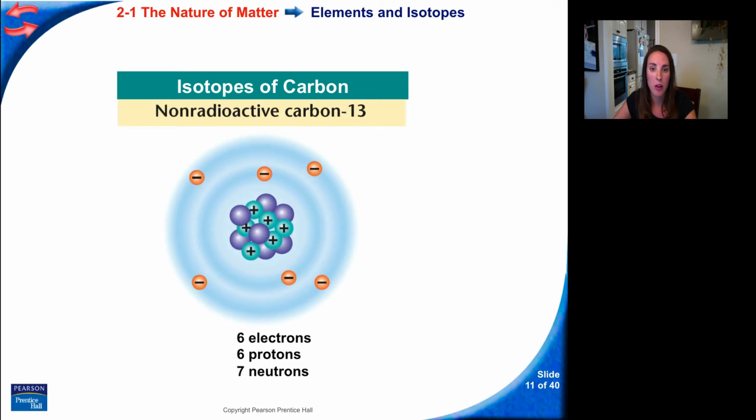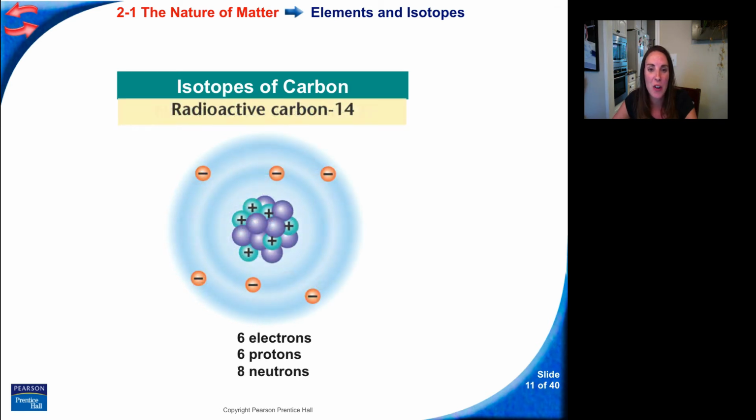But carbon-13 is also non-radioactive. It has 6 electrons, 6 protons, and 7 neutrons, because remember, the definition of an isotope is that it differs in the number of neutrons. And radioactive carbon-14, so isotopes can be radioactive, we'll talk about that in a second, has 6 electrons, 6 protons, and 8 neutrons.